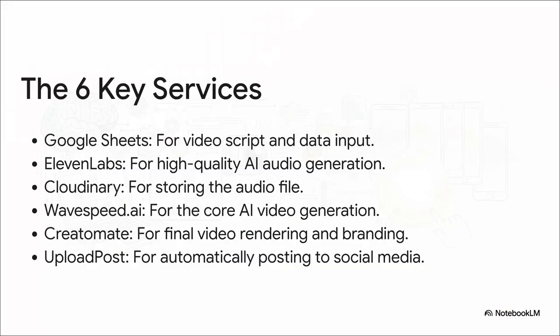Okay, so this whole workflow is powered by 6 key services, and each one has a very specific job. The best way to think about it is like a film crew, right? First up, you've got Google Sheets. That's your script supervisor. It holds all the basic info. Then you have 11 Labs. That's your voice actor. Cloudinary is like the production assistant, handling storage and making sure files get where they need to go. Wavespeed.ai, that's your animation department, bringing things to life. Creatimate is the post-production house, adding all the branding and final touches. And finally, Upload Post, that's your distribution team, pushing it live to the world.